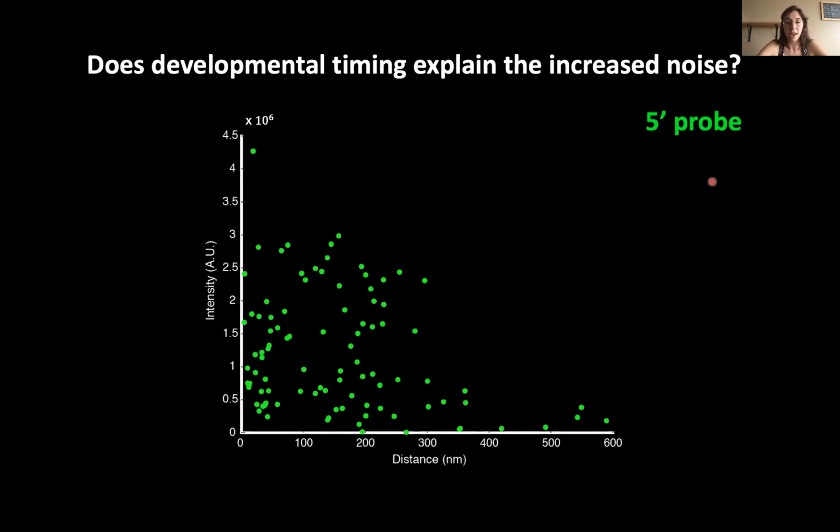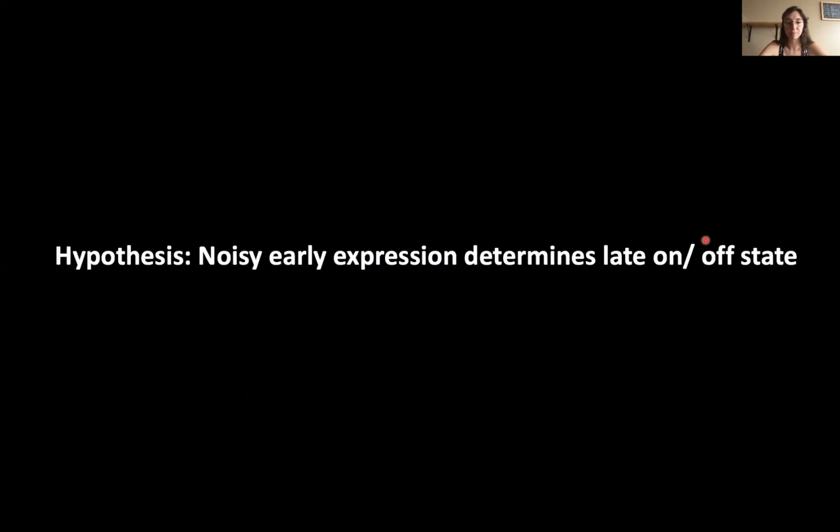If we take a look at the 5' probe intensities, we see that there seems to be no relationship between intensity and position. This is recapitulated for all regions of the transcript, suggesting that developmental timing does not explain the variability in transcriptional noise. And so if we come back to this original hypothesis, we predict that the role of this noise or variability in early expression is to determine the late on-off state of a cell.